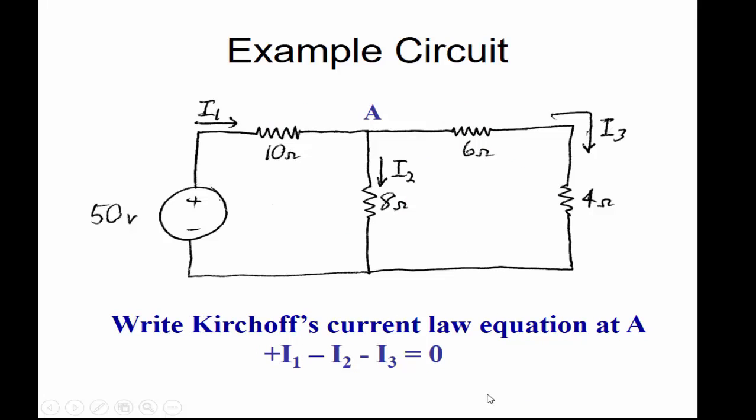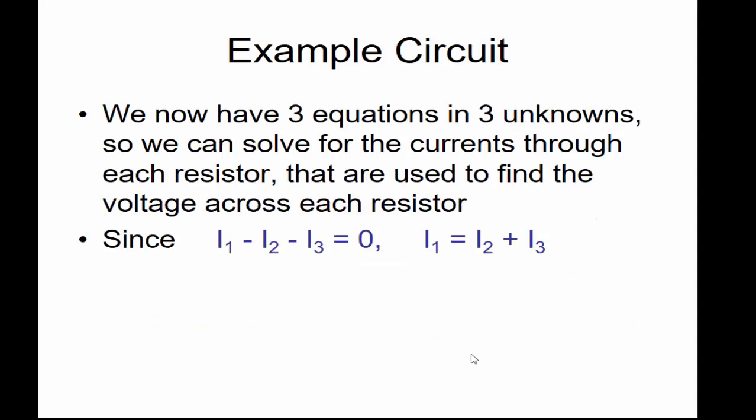Now write Kirchhoff's current law equation at point A. Because this is a common point for all of these three, it's not difficult to see that for Kirchhoff's current law, those currents going into the node are treated as positive, and those going out are treated as negative, and this is what we have. We now have three equations in three unknowns, so we can solve for the current through each resistor, which is used to find the voltage across each resistor.